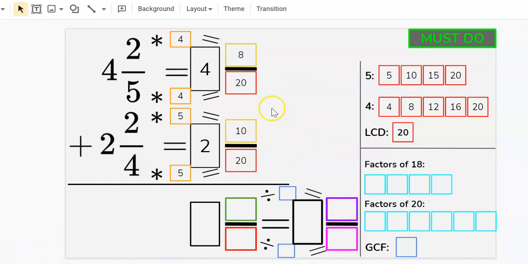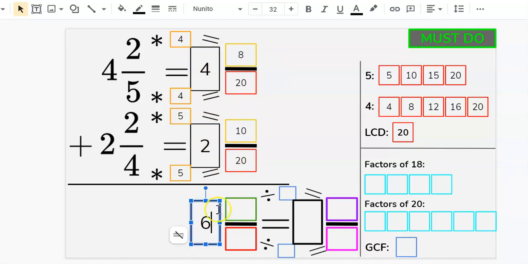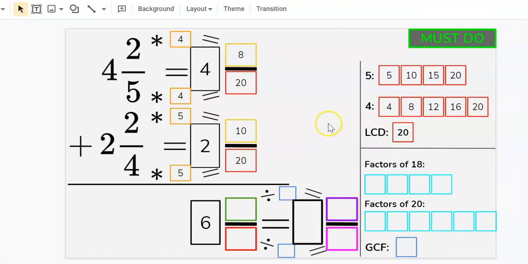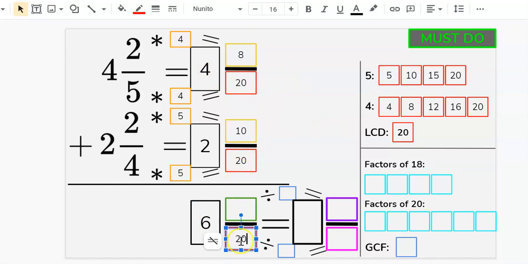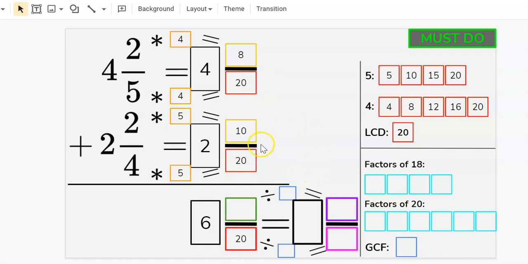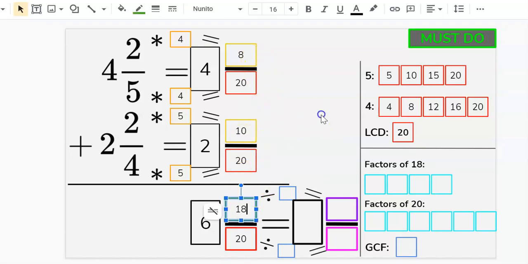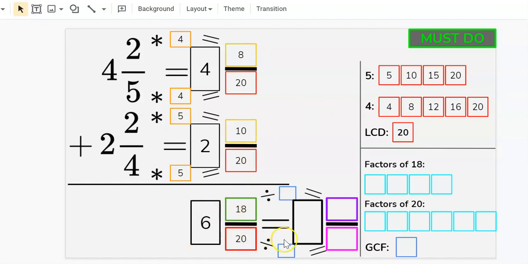Now I add just like our regular adding fractions. The only difference is I also have to add my whole number. So I like to do that first to make sure I don't forget to do it. 4 plus 2 is 6. So 6 is my whole number. Remember, our denominator stays the same when we add fractions, so that's 20. And then we add our numerators. 8 plus 10 is 18. So I have 6 and 18/20.